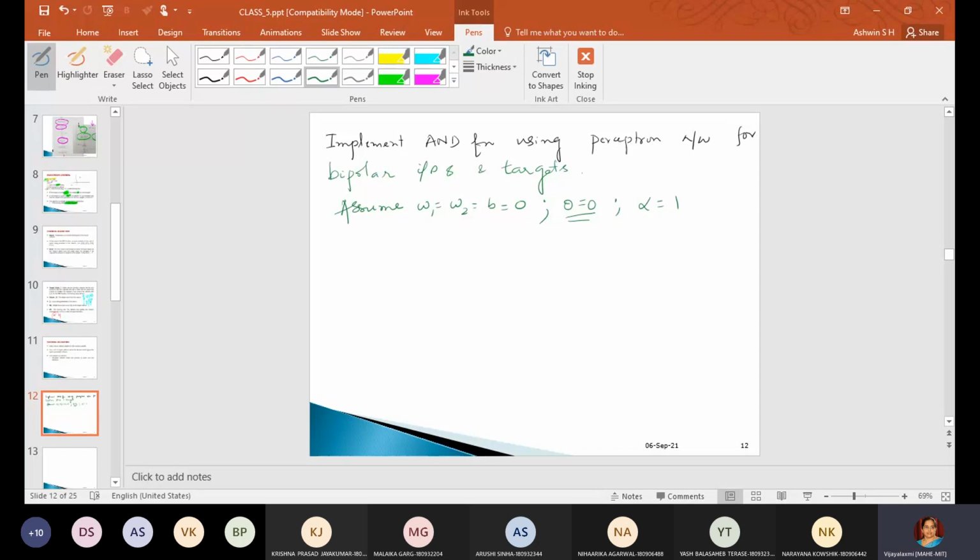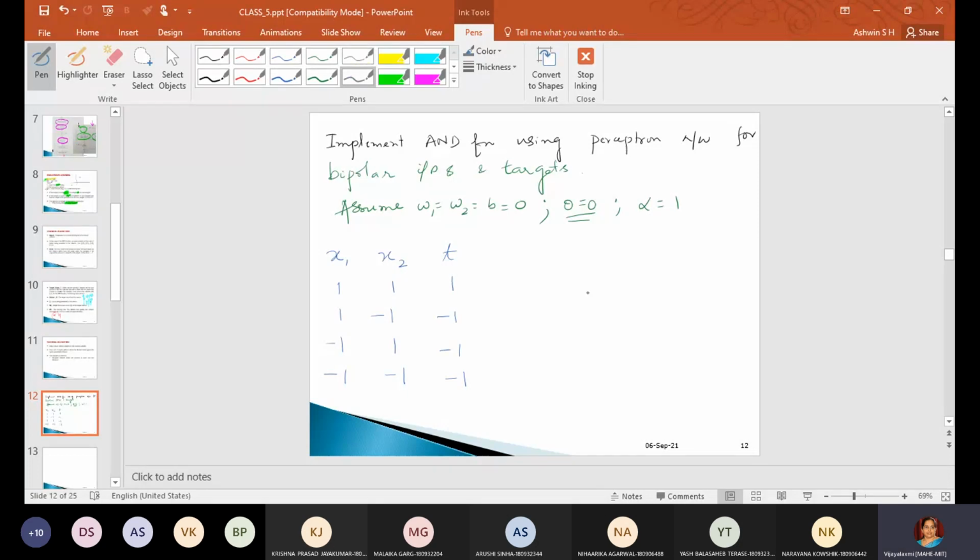Here let me write the truth table. x1, x2 and this is the target. Since it is bipolar inputs, let me write 1, 1; 1, minus 1; minus 1, 1; minus 1, minus 1. Here we know the target is 1 for the first, and for all the others it is minus 1. If it were binary inputs and targets, you would have written 1 1 1, 1 0 0, 0 1 0, 0 0 0.